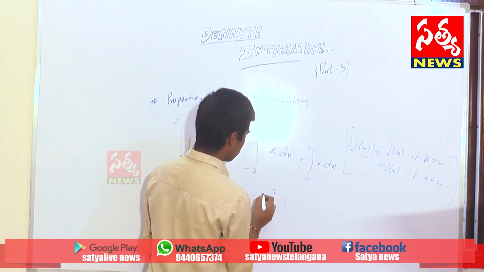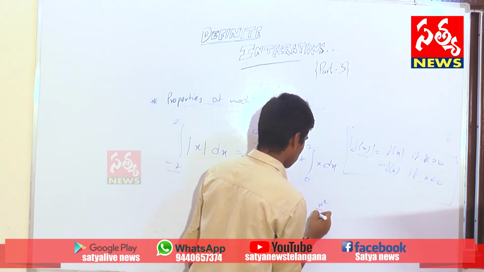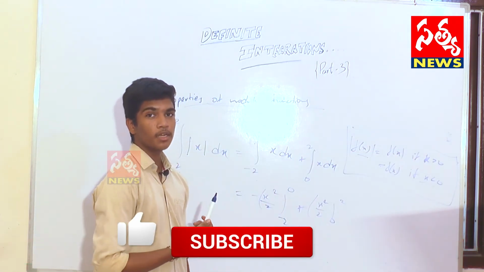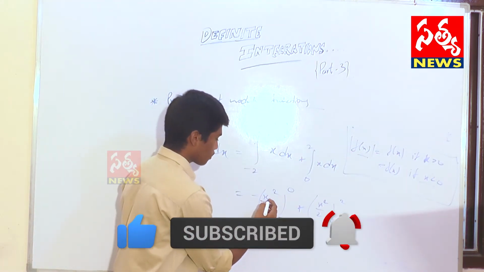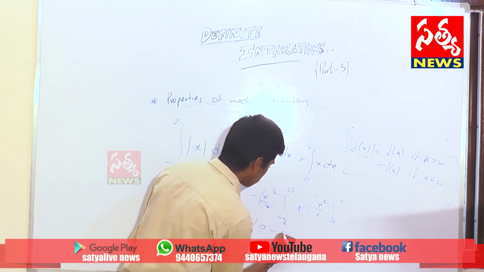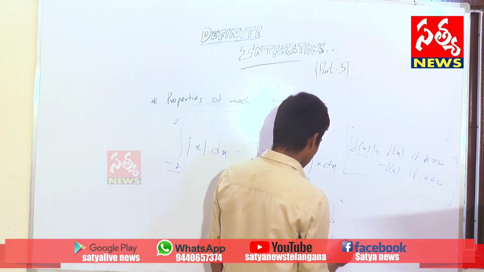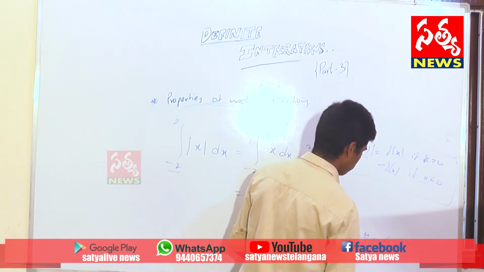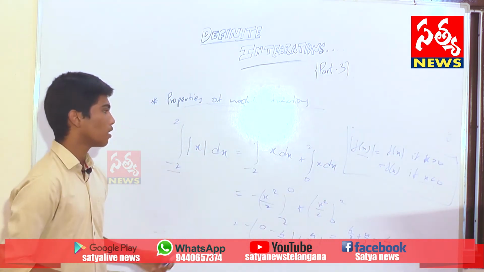Now, by integrating, if you don't know how to integrate, please check the indefinite integration series, okay? By applying limits, we get 0 minus minus 4 by 2 plus 4 by 2, which becomes 4 by 2 plus 4 by 2, it is 4. Okay, our final answer is 4. I hope you understand.